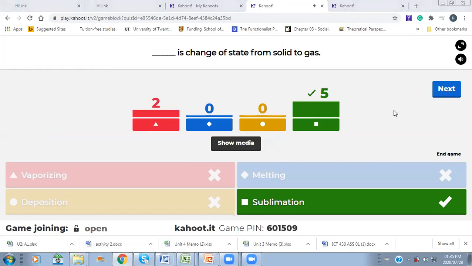Okay, so sublimation is the change of state from solid to a gas. Now let's see, only two people said vaporizer. So let me see what somebody is saying. Okay, now let's move on.